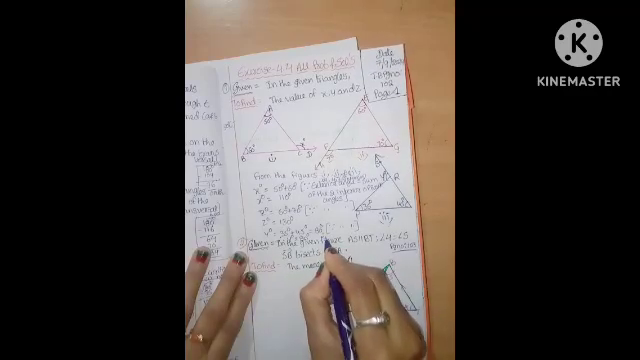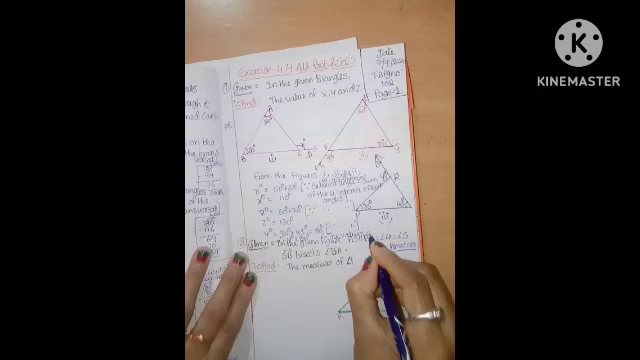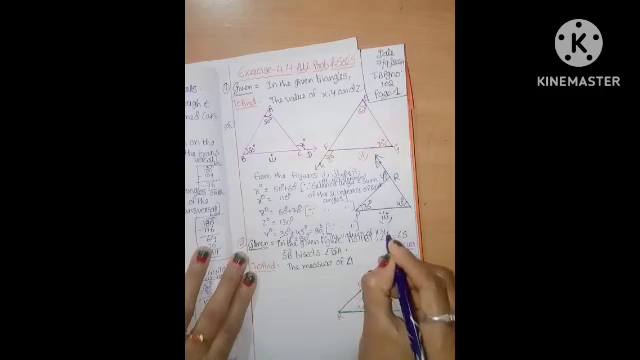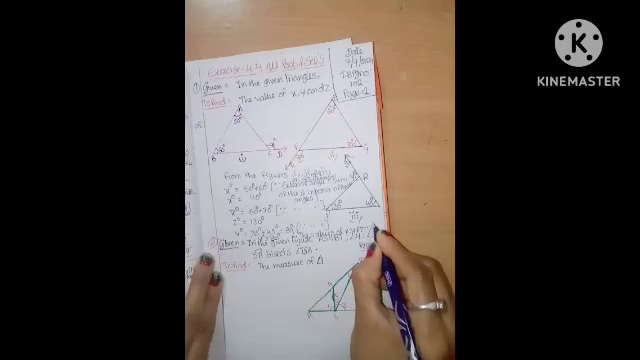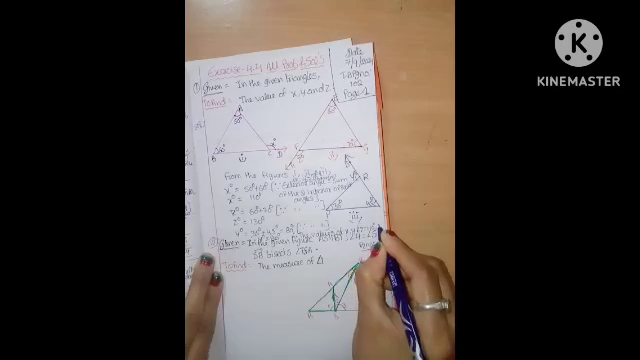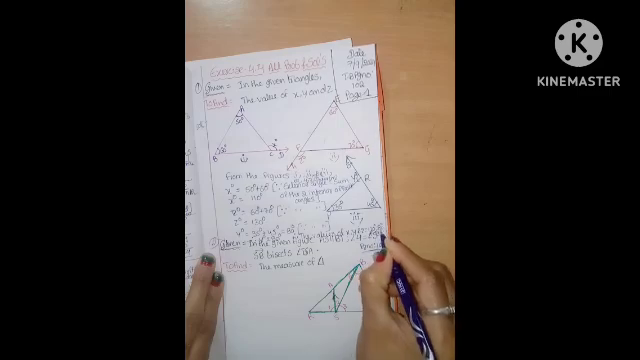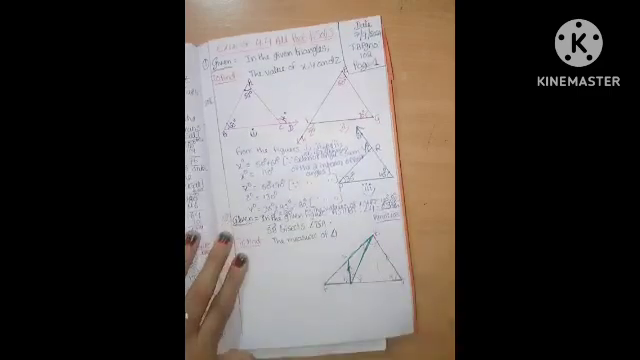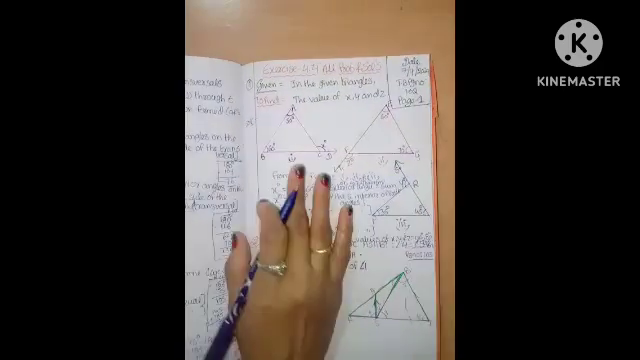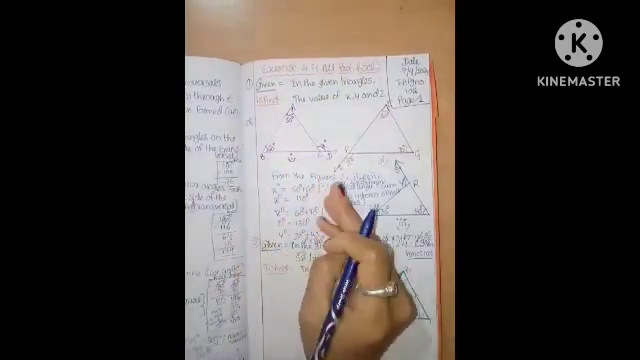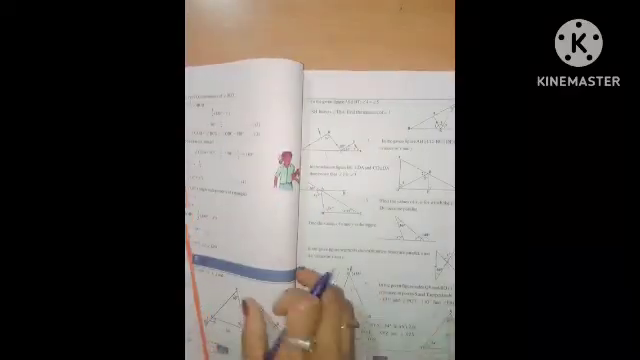So what's the final answer? The values of x, y and z: x is 110 degrees, y is equal to 80 degrees and z is equal to 130 degrees. This is the final answer. Did you understand? Yes. This is the first problem; all problems and solutions are over. Next we'll move on to the second question.